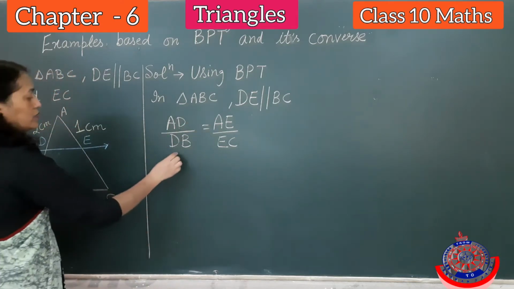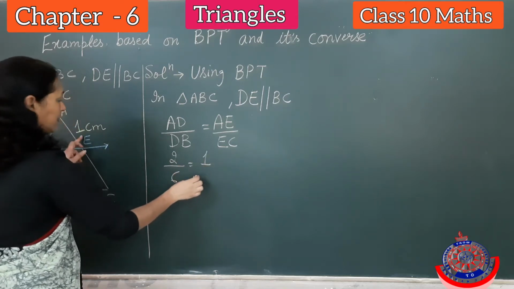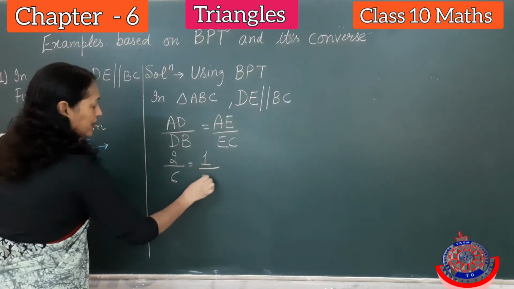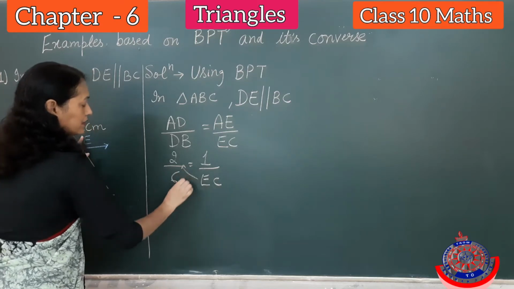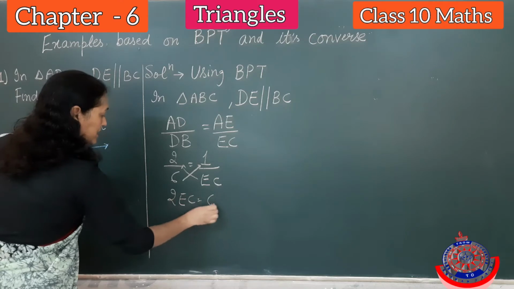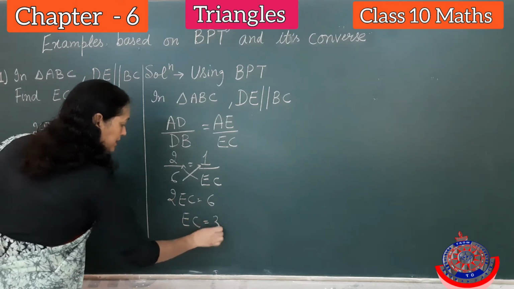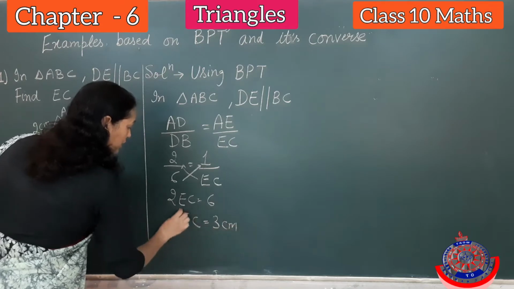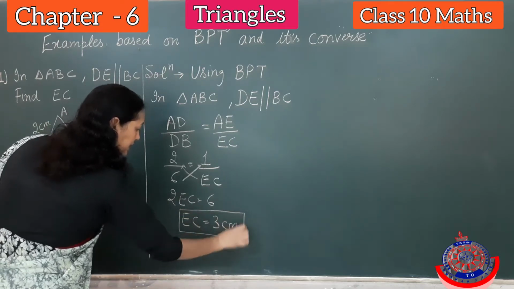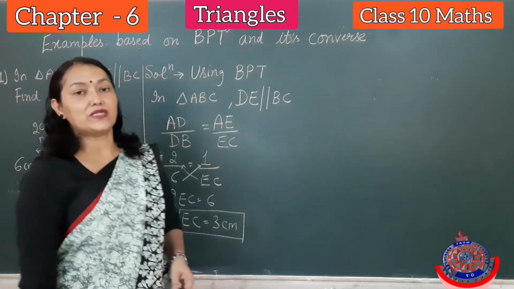Now AD is 2 cm, DB is 6 cm, AE is 1 cm is given, and we have to find EC. Cross multiplication, 2EC is equal to 6. So EC, this 2 will come here and divide. So we will be getting the value of EC equals 3 cm.